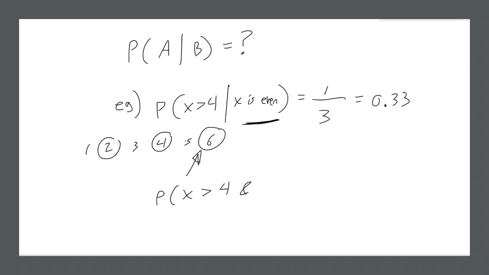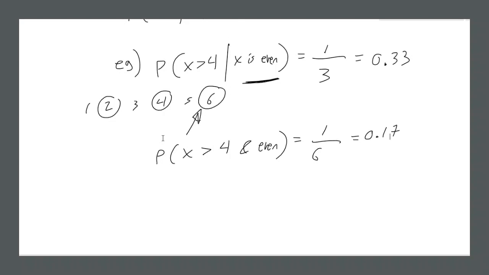Okay, notice that's different than the probability of X being greater than 4 and even. Okay, here we're not setting any condition that X is definitely going to be even, right? It's not given that X is going to be even. We're looking at all the possibilities, right? So of all those 6 possibilities, how many of them are greater than 4 and even? Well, just one of them. That's 1 out of 6. Okay, or in decimal form, 0.17.